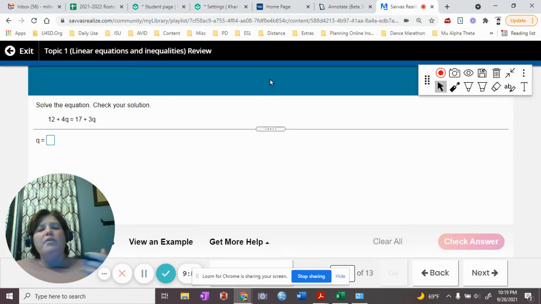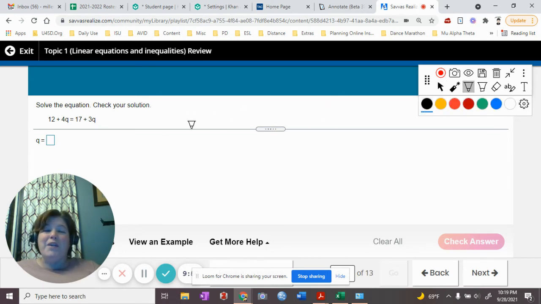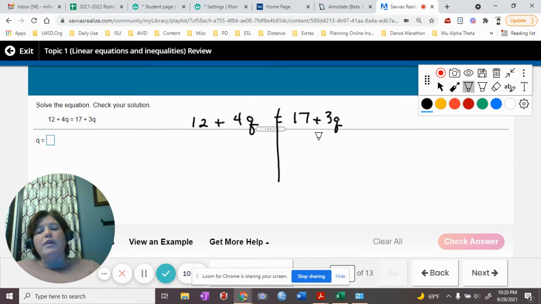So do you see how what I am doing here is a lot more than just answers only? We are taking the equation. I think that's a 4q. So we have 12 plus 4q equals 17 plus 3q. In this one, I'm going to simplify first. Nothing to distribute, no like terms, but I do have variables on each side. So what I am going to do is get my variables together.